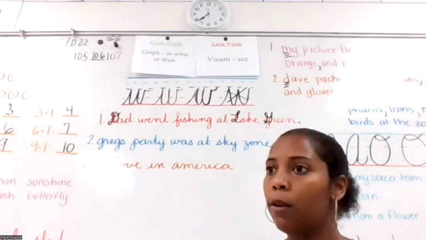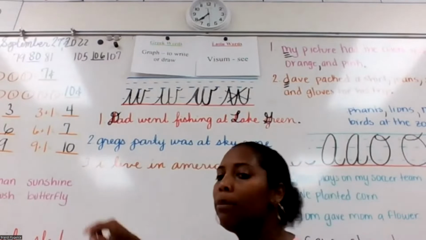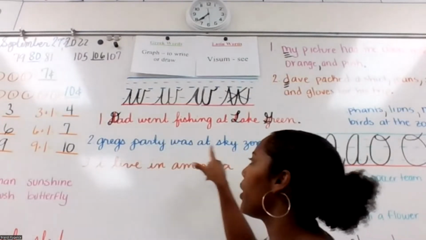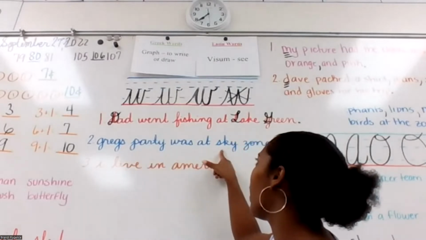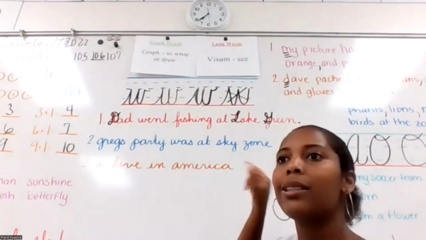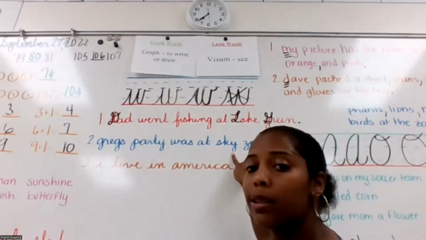Awesome. So now for those who were not paying attention, let's do number two. Number two, Greg's party was at Sky Zone. Again, Greg's party was at Sky Zone. What is my proper noun of a place inside of this sentence? Okay, now look at Sky Zone, guys.